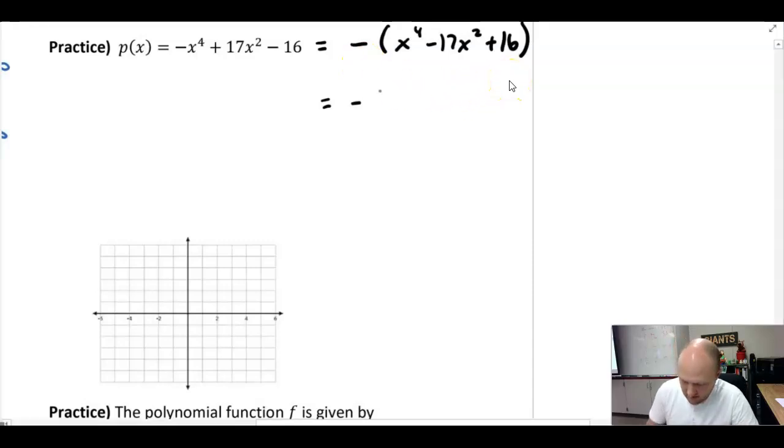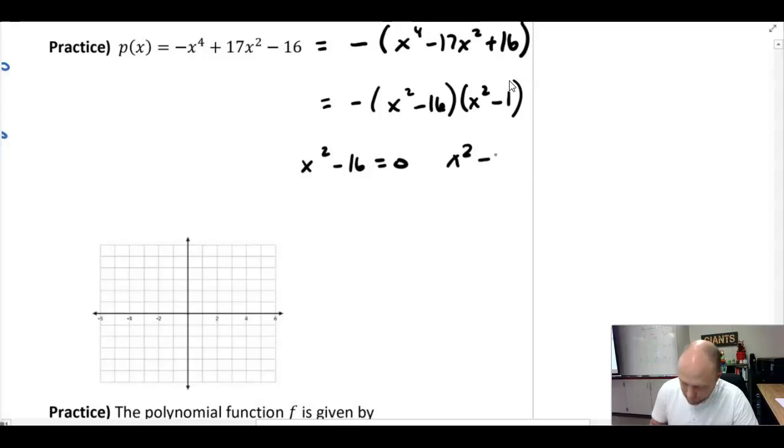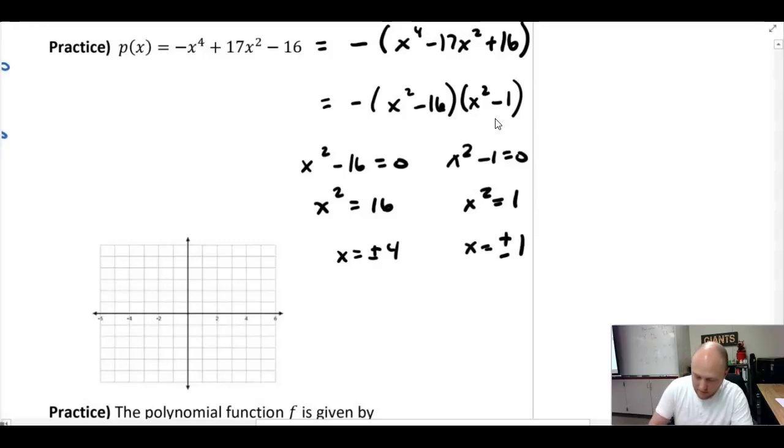With that negative out of the way, now I have x squared minus 16 times x squared minus 1. If I set each of these equal to 0, we get x squared equals 16 and x squared equals 1, which means we have zeros at plus and minus 4 and plus and minus 1 via taking the square roots. We can plot these at negative 4, negative 1, 1, and 4.